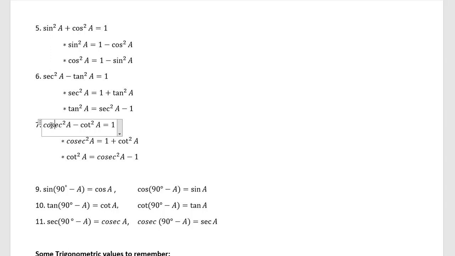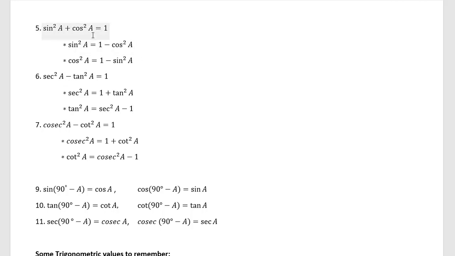Cosec does not start with s, but if you remove the co, you will get the s. So you can remember it: sin, sec and cosec are the starting operators of these three formulas, and cos, tan and cot are the finishing terms of these formulas. Cos is plus, and the other two, tan and cot, are minus.